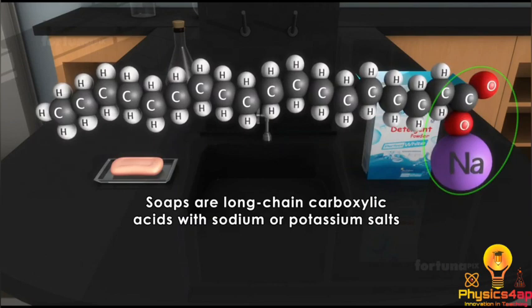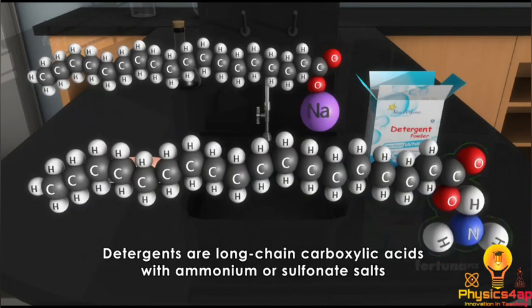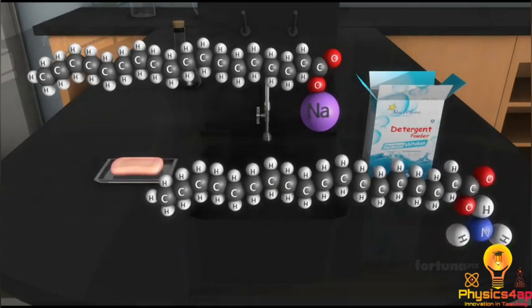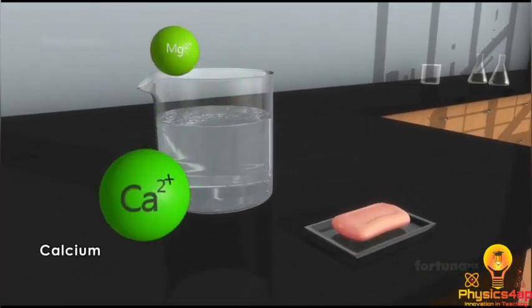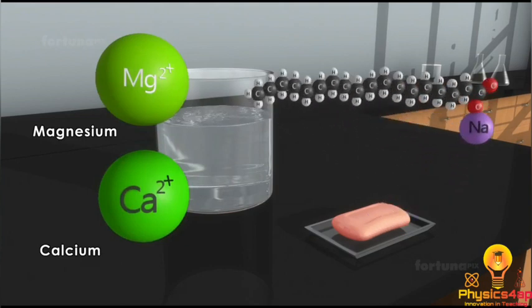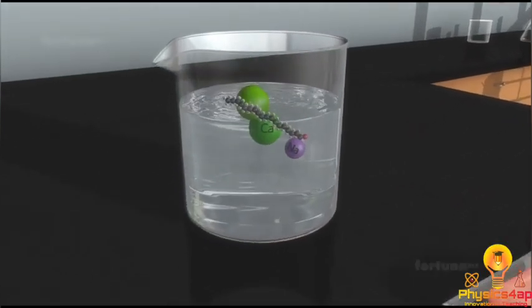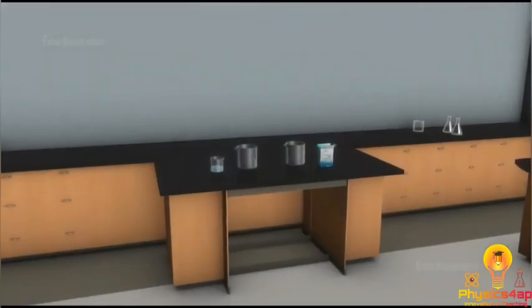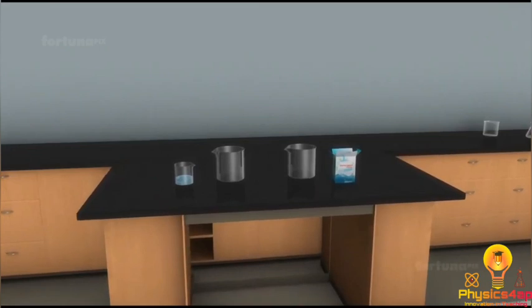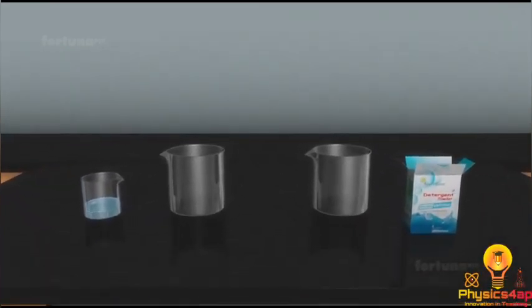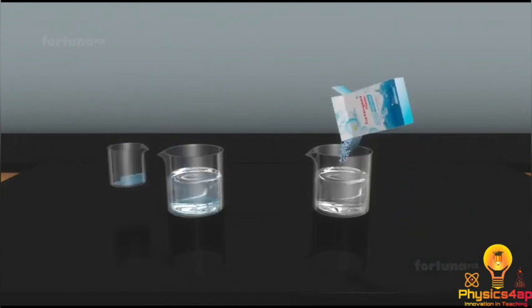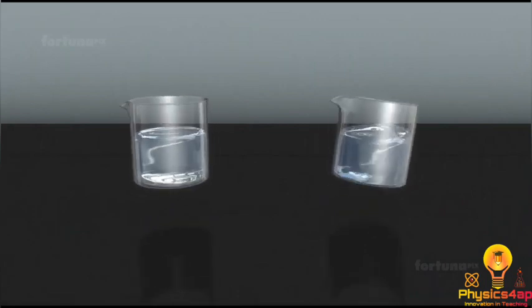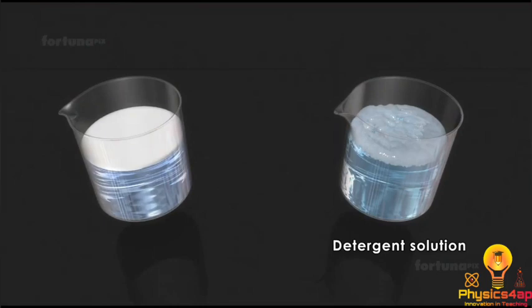Soaps are long chain carboxylic acids with sodium or potassium salts. Detergents are long chain carboxylic acids with ammonium or sulfonate salts. Let's take soft water and hard water in beakers. Soap reacts easily with soft water, but hard water contains magnesium and calcium ions. When soap and these ions are mixed, they are not soluble together and form a precipitate. Now let us take an experiment on soap and detergent. In two beakers we pour hard water, and in one we pour the soap solution and in the other the detergent, and mix well. If you observe carefully, the soap water forms a precipitate, and the detergent produces a solution which is highly foamy.